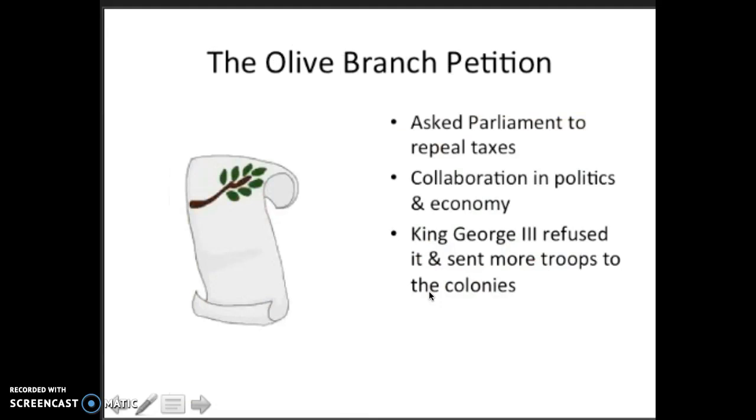Some of the representatives in the Second Continental Congress actually suggest an Olive Branch Petition. The olive tree is a symbol of peace, and a branch is an extension of that peace. So some of these congressmen asked Parliament to not only repeal the taxes, but to also collaborate in politics and the economy. When this petition reaches King George III, he refuses it, and he sends more troops to the colonies. Now we have a huge army coming and descending upon the colonies.